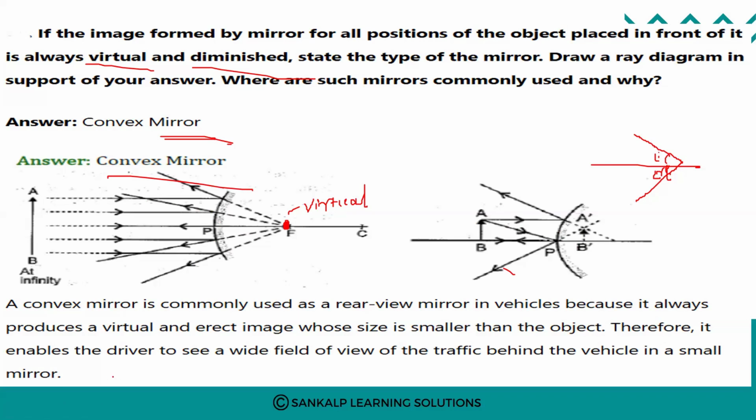A convex mirror is commonly used as a rear view mirror in vehicles. So where are such mirrors commonly used and why? In vehicles, in rear view mirrors, we are using a convex mirror. Why? Because it always produces a virtual and erect image whose size is smaller than the object.